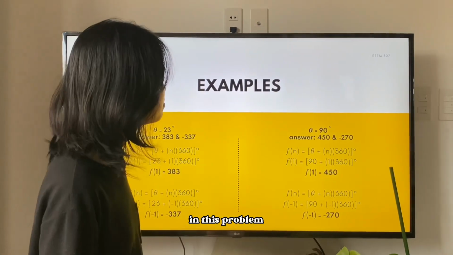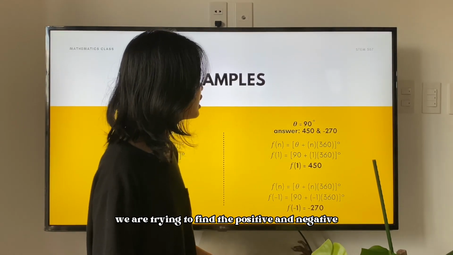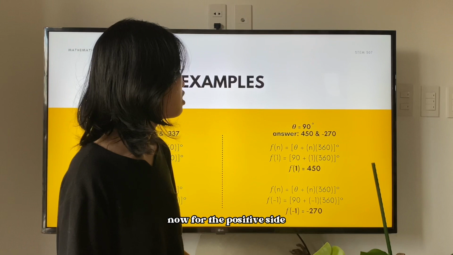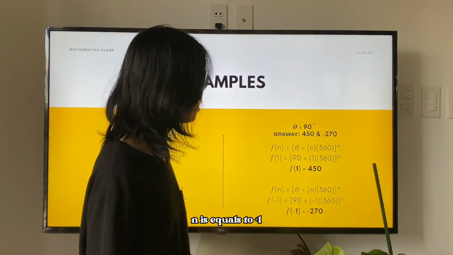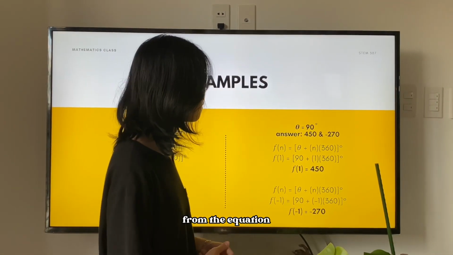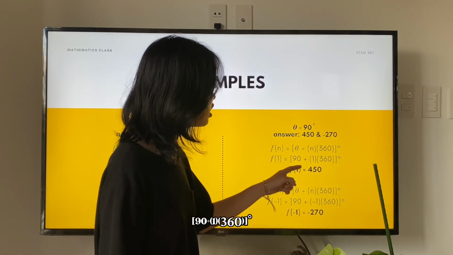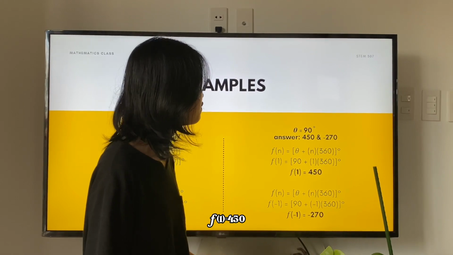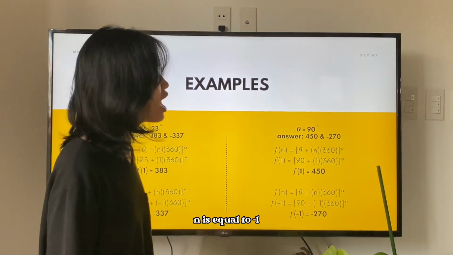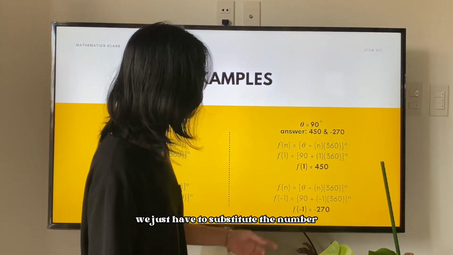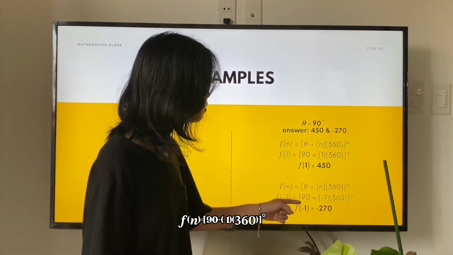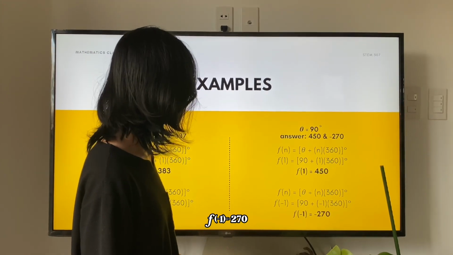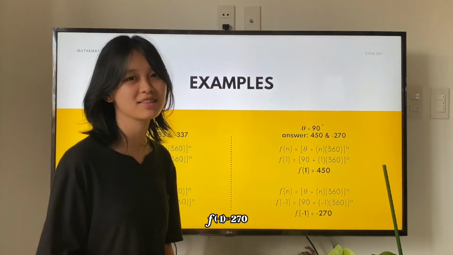In this problem, we are trying to find the positive and negative coterminal angles of 90 degrees. Now for the positive side, n is equal to positive 1. Now we just have to substitute the number into the equation. 90 plus 1 times 360, f sub 1, is equal to 450. Now for the negative side, n is equal to negative 1. We just have to substitute the number. 90 plus negative 1 times 360, f sub negative 1, is equal to negative 270.